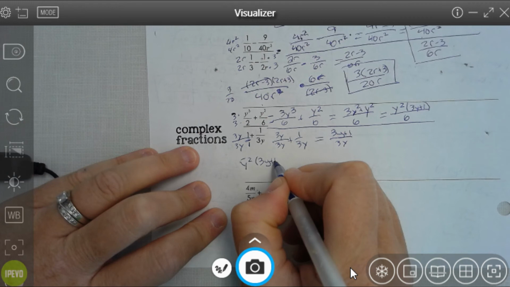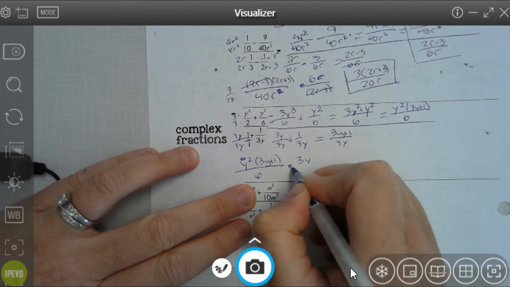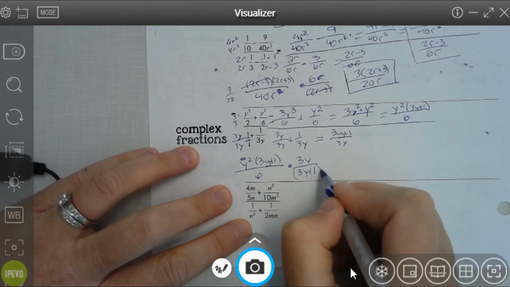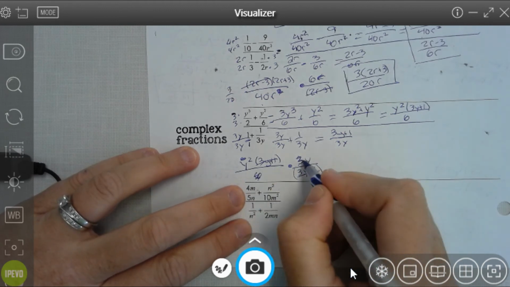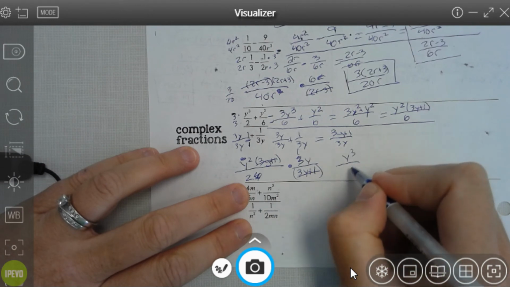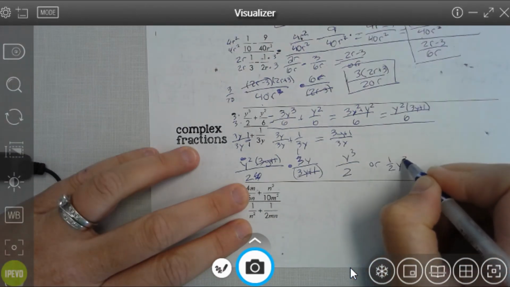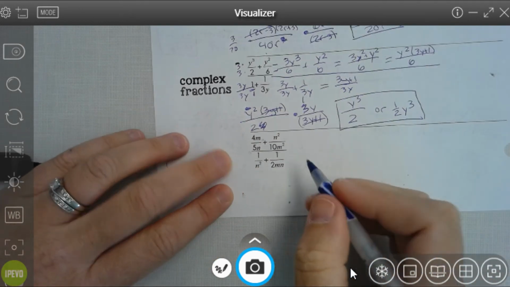So it's going to be times, and then flip this. So the 3y goes on top, and then 3y plus 1 goes on bottom. So now these are the same terms. A 6 with a 3 can reduce to a 1 over a 2. So that gives me y cubed over 2, or you can write that as 1/2 y cubed. Either way, those are the same thing. All right, last one here.